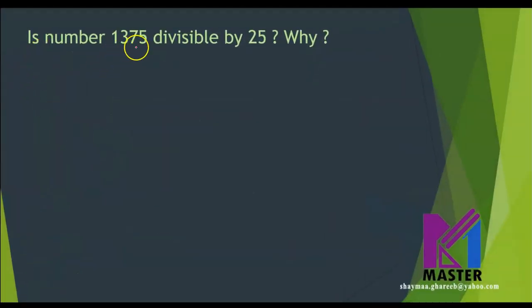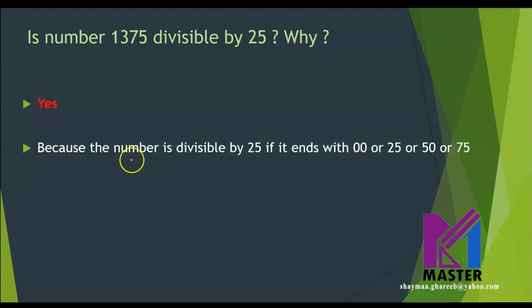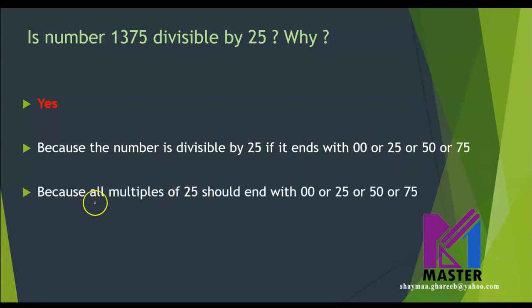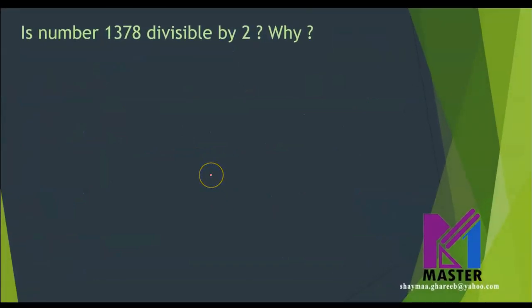Is number 1375 divisible by 25? Why? Yes, it is. Why? Because the number is divisible by 25 if it ends with 0, 0, or 25, or 50, or 75. Or because all multiples of 25 should end with 0, 0, 25, 50, or 75. And as we said again, we have to mention the rule.